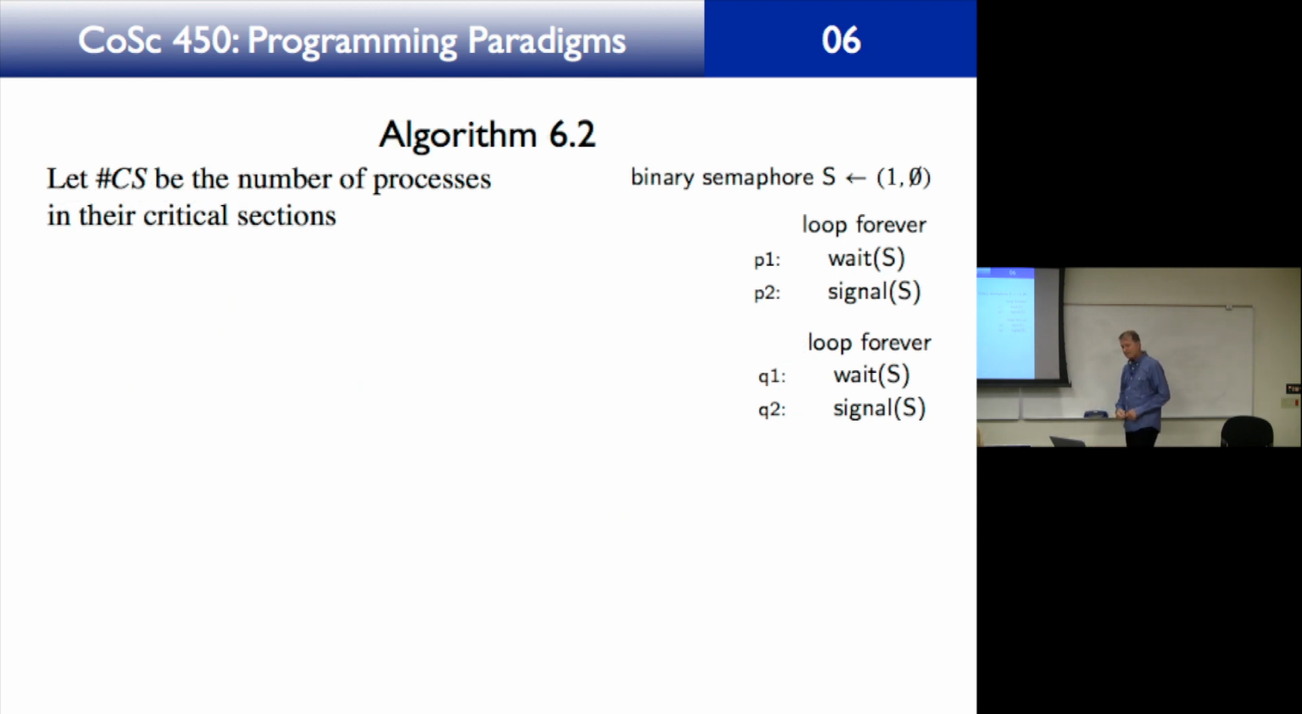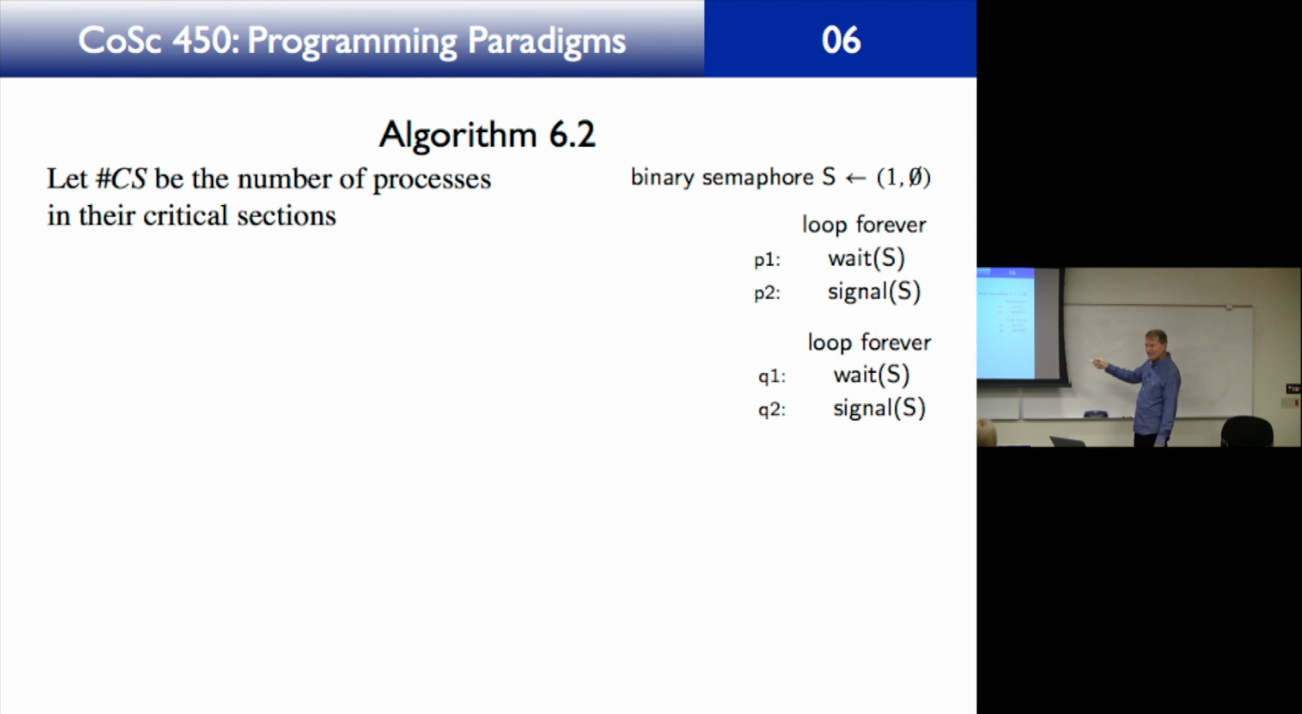Okay, now, what we want to do is use that lemma, those invariants, to prove the correctness of our solution to the critical section problem with semaphores. And this will involve higher level reasoning using that, as opposed to the state analysis of the state transition diagrams. So here we have an abbreviated version. Algorithm 6.2 is an abbreviation of algorithm 6.1. So look, we have loop forever, and then what? P1, wait S, P2, signal S, and then for Q, loop forever, Q1, wait S, Q2, signal S.